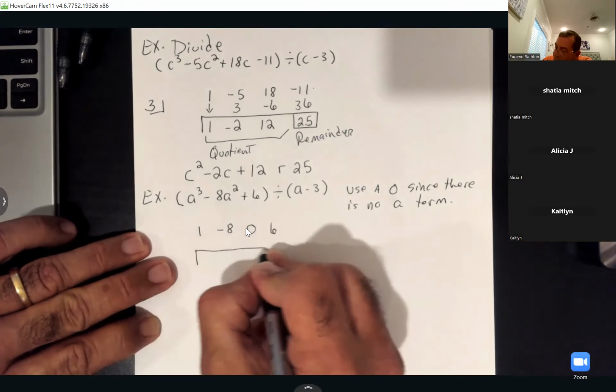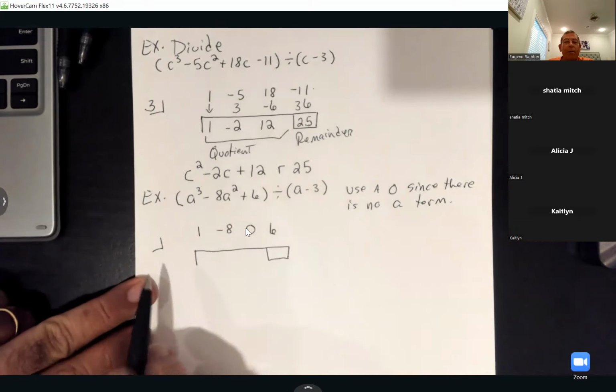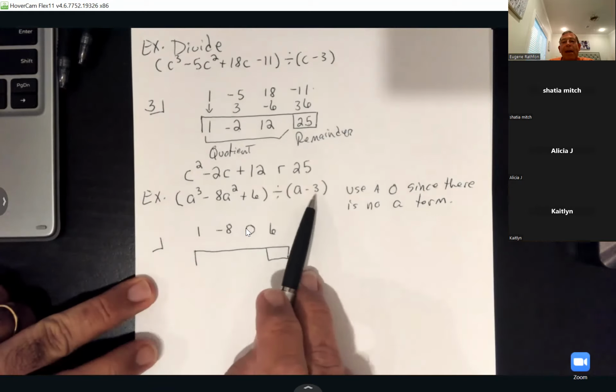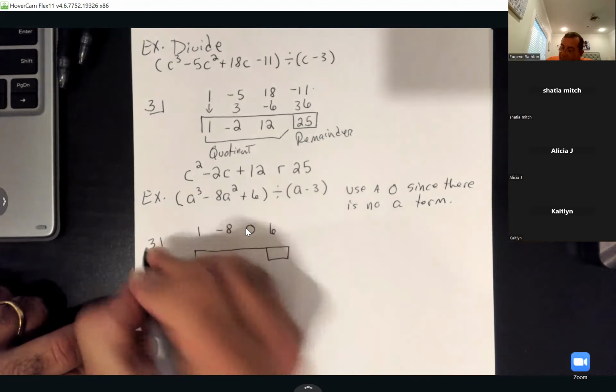All right, y'all, this part's not bad. Make your box. There's my remainder. Over here will be my C. Remember, this is a minus 3, so change the sign and make this a positive 3.